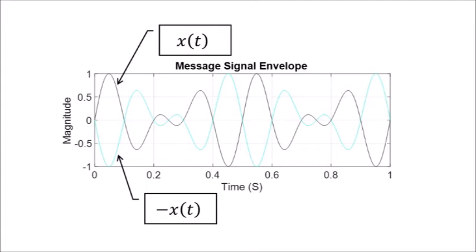In order to sketch the double sideband modulated signal, we first need to sketch in the message signal x of t, and then the reflection of x of t around the 0 axis. That would be minus x of t. So the thin blue trace and the thin black trace form the envelope for the modulated carrier signal, and the amplitude of the modulated carrier signal will fit inside this envelope.